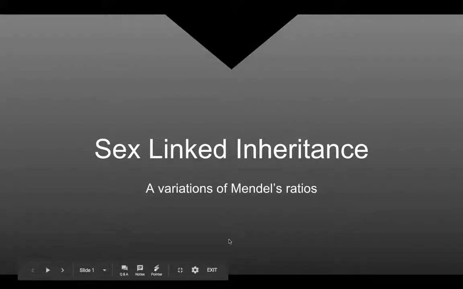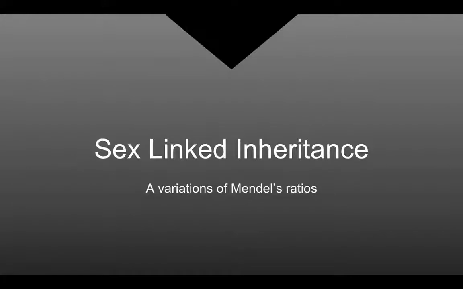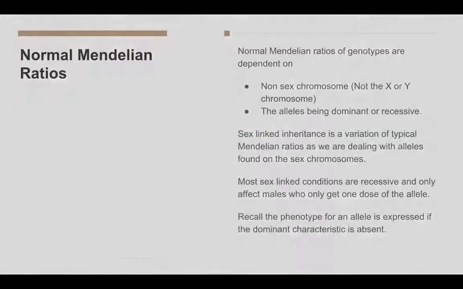Previously, we've looked at solving genetic problems which are proof of Mendelian ratios. And now we're going to look at a couple of examples that are what are known as variations of typical Mendelian ratios between dominant and recessive alleles. And the first one is sex-linked inheritance, so called because the alleles being considered in these examples are carried on the sex chromosomes, the X and the Y.